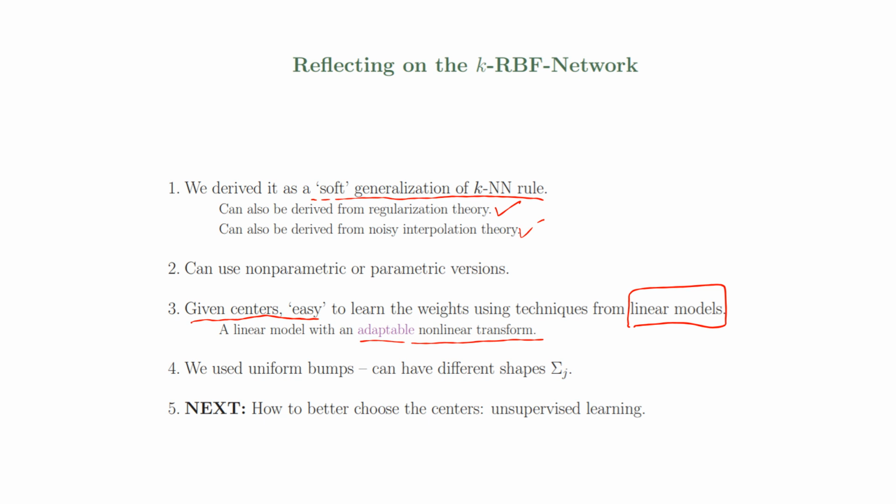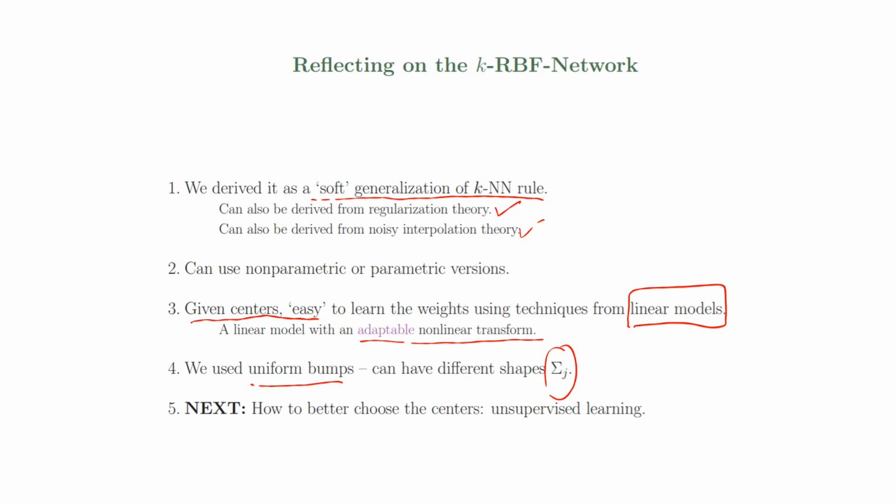Until now, we used all uniform bumps. We can have different shapes for this, for example, for the Gaussian kernel, one way is using the covariance matrix and so on. So there are many choices, basically telling you that you're not restricted to just using the uniform bump. And finally, how to better choose the centers.